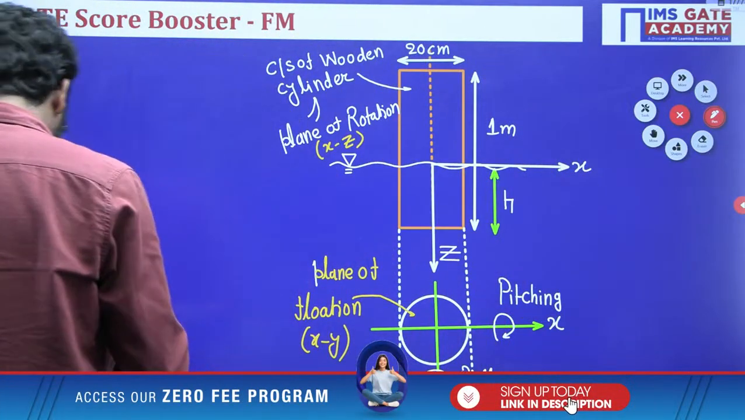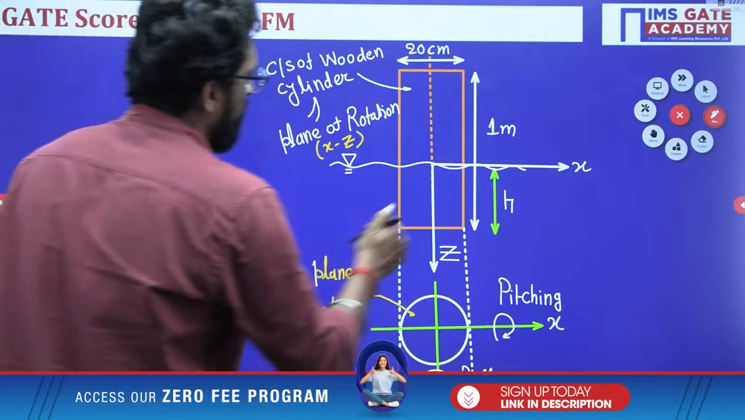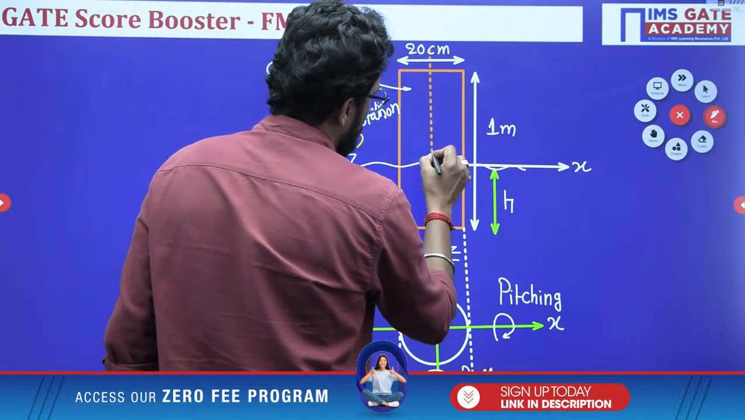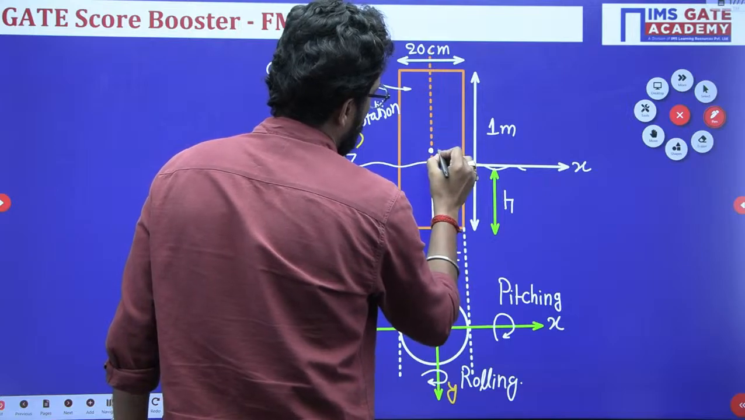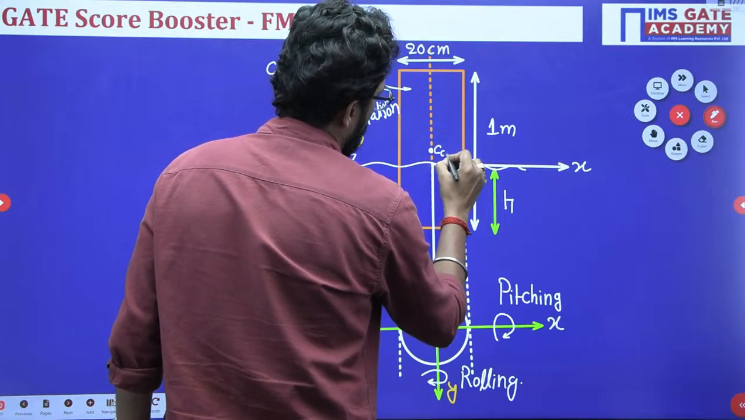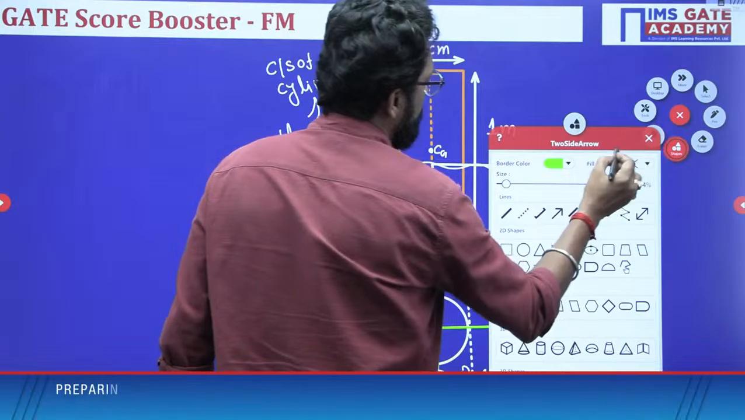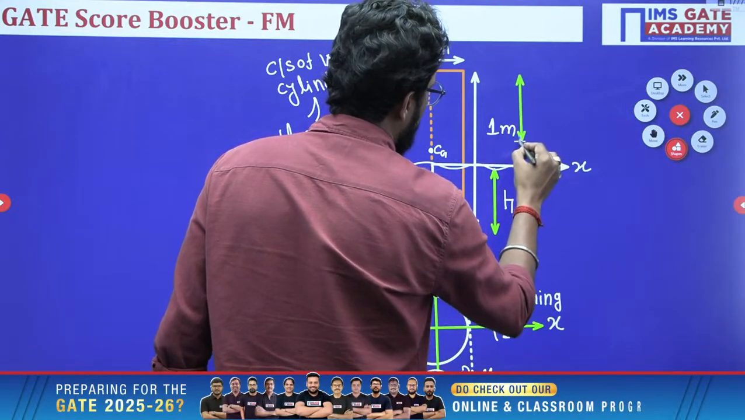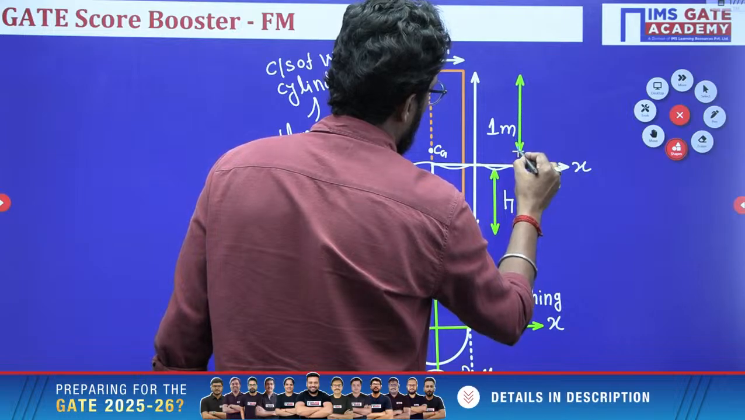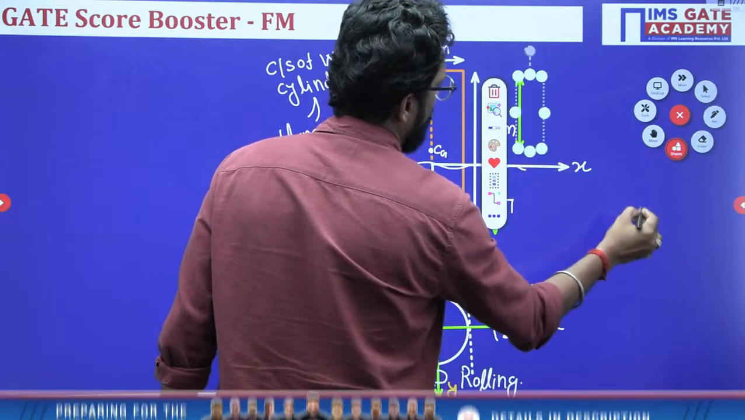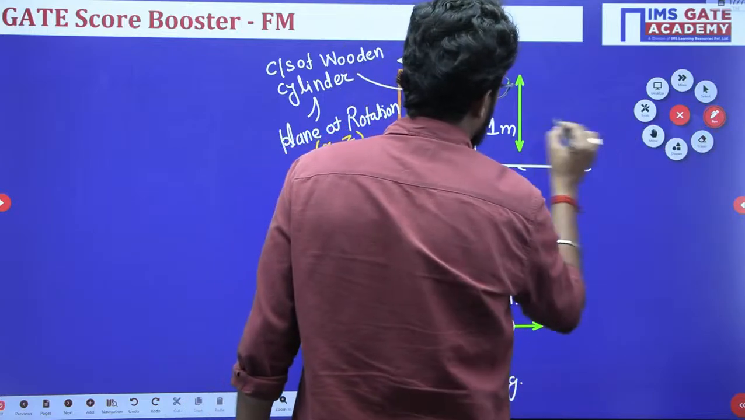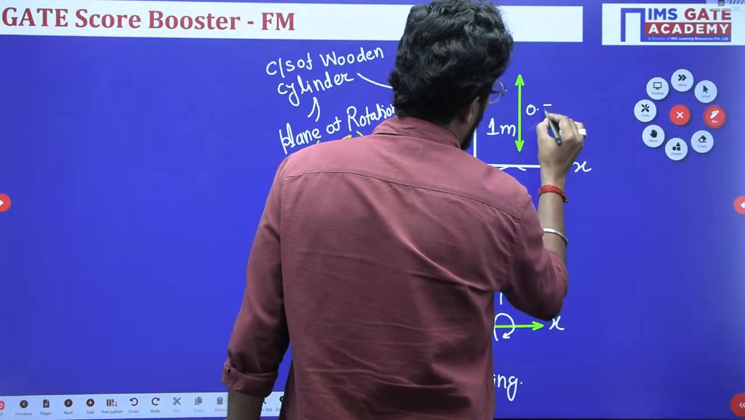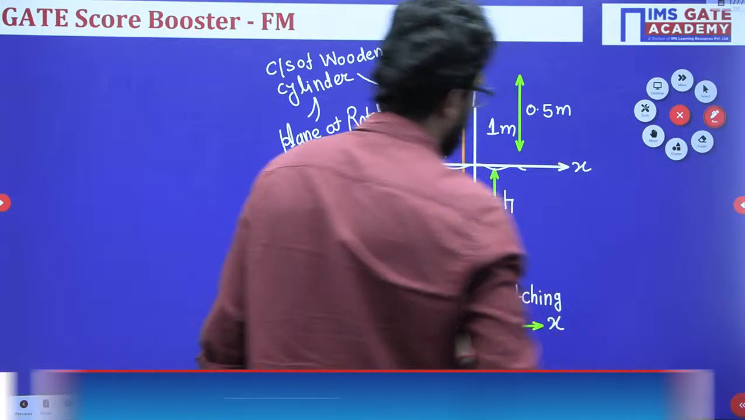Okay. Now, this is symmetrical. So let's suppose there is a CG here. This is CG. So CG at what distance, beta? Obviously CG at 1/2. Yes or not? 0.5 meter. This was CG.